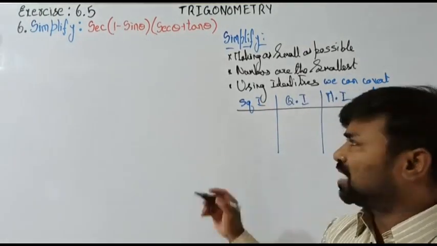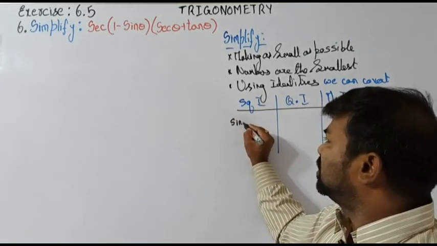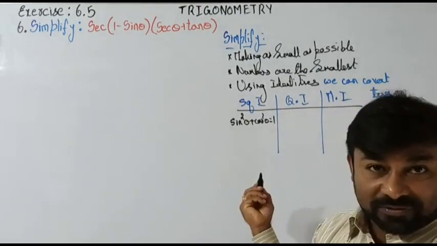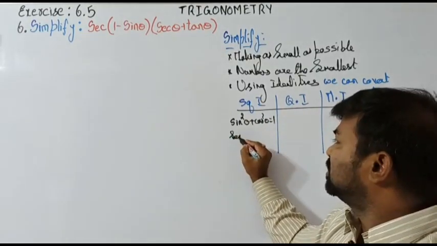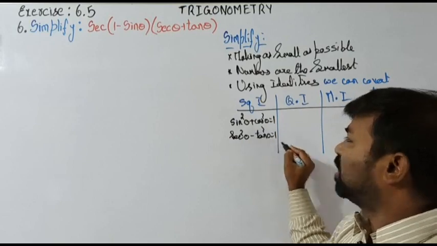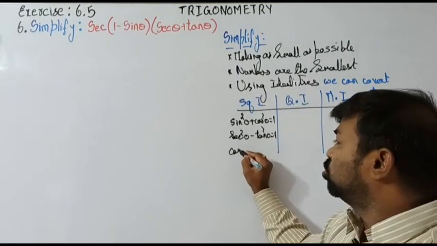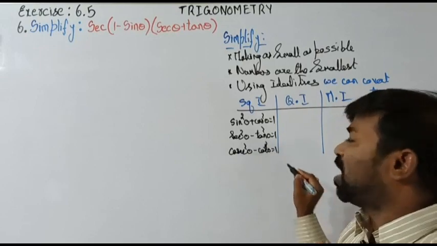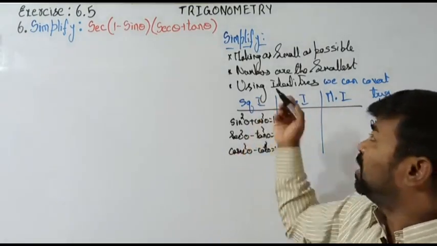What are these identities? As you all know, sine square theta plus cos square theta is equal to 1. That is the first square identity. Secant square theta minus tan square theta is equal to 1. That is the second identity. Cosecant square theta minus cot square theta is equal to 1. That is the third square identity.